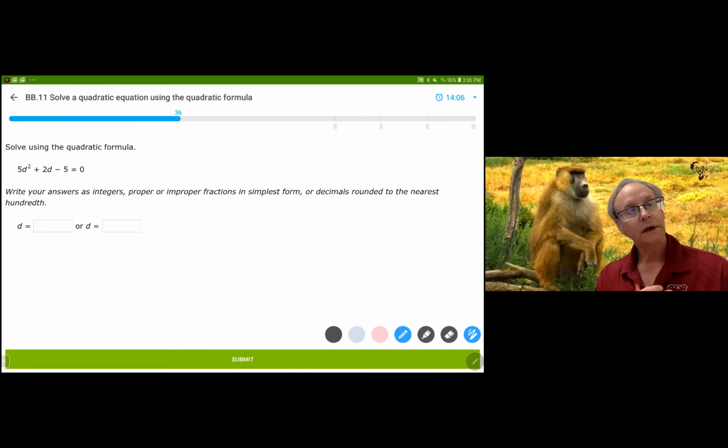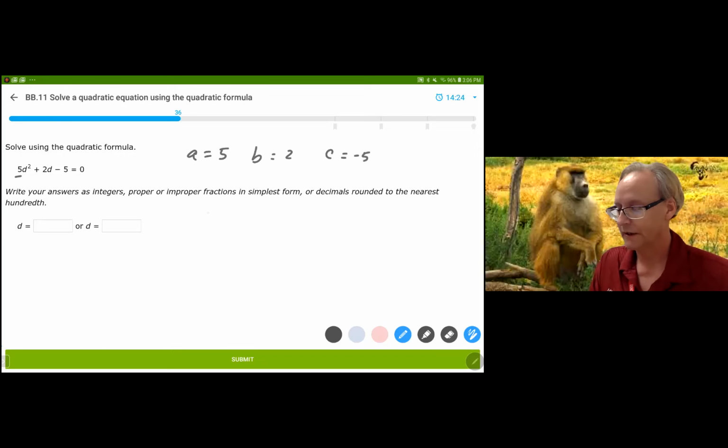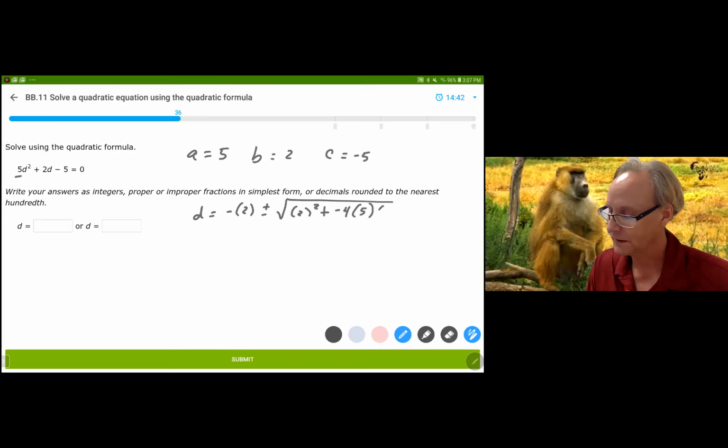This one is, I believe, non-factorable. So we're going to end up with a little bit more trouble on this one, where our A, of course, is our 5, our B is 2, and our C is negative 5. And I'm going to put it in. In this case, D is equal to my negative B, I'll substitute still, plus or minus the square root of B squared plus negative 4 times A times C. Notice I am substituting as I go, and it's all over 2a.